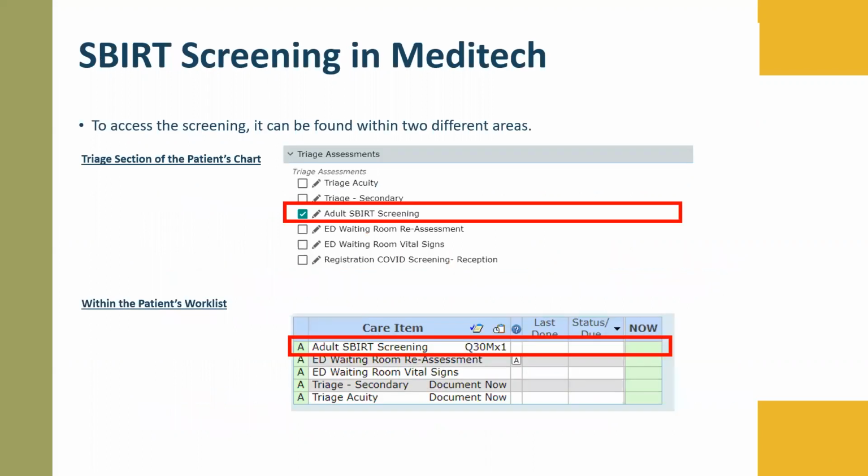The screening tool that should be used to identify patients with high-risk substance use is called the Adult Expert Screening. The screening may be accessed in two different areas, either in the triage section of the patient's chart or within the patient's work list. Again, this is a screening that will be completed by nurses during triage with every patient over the age of 18.